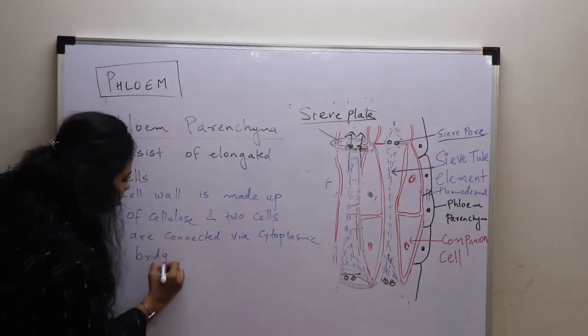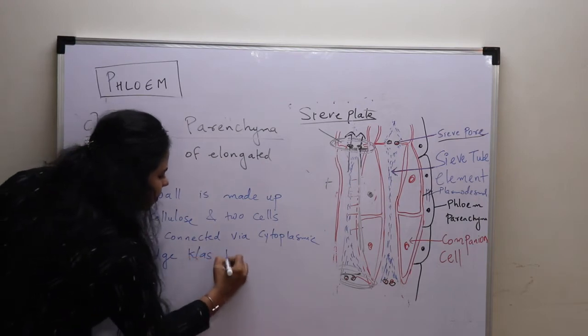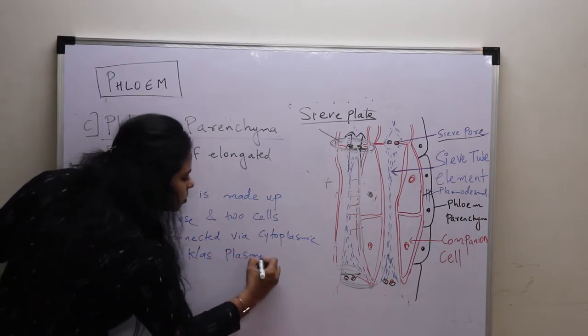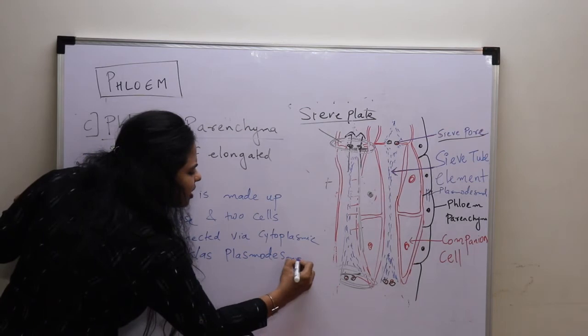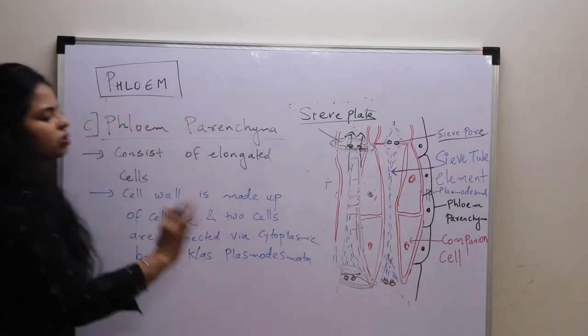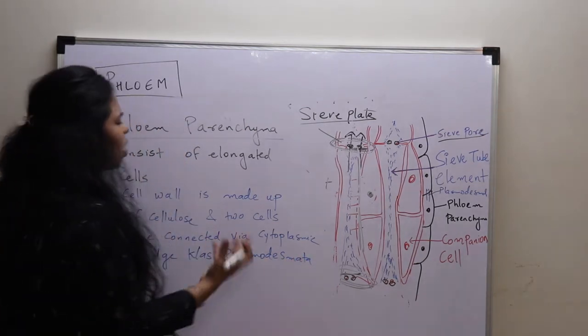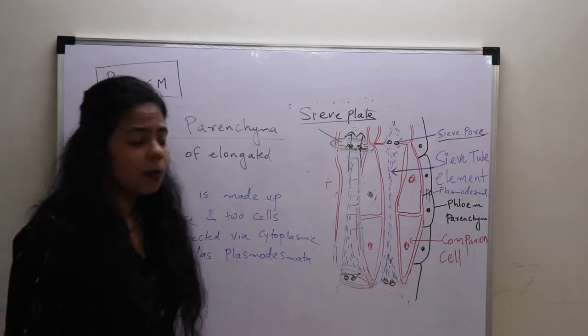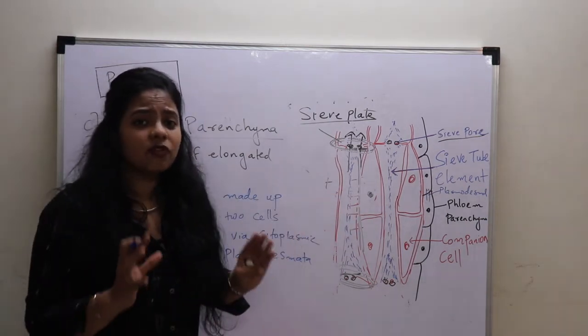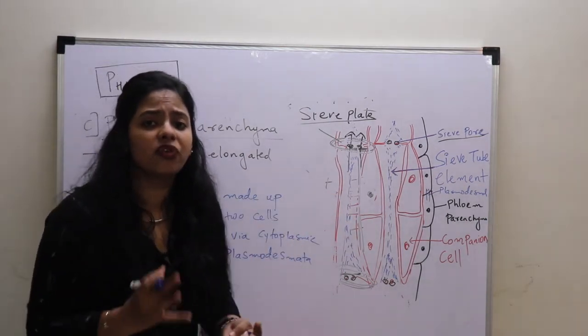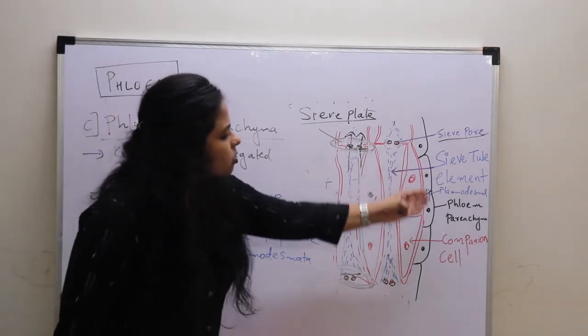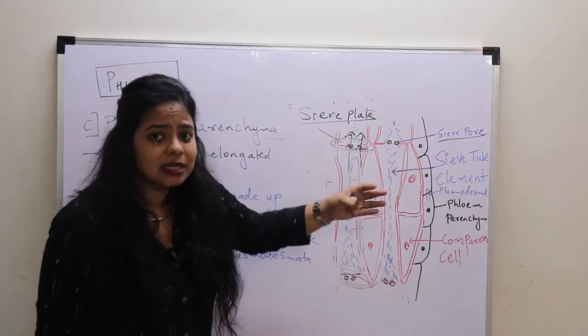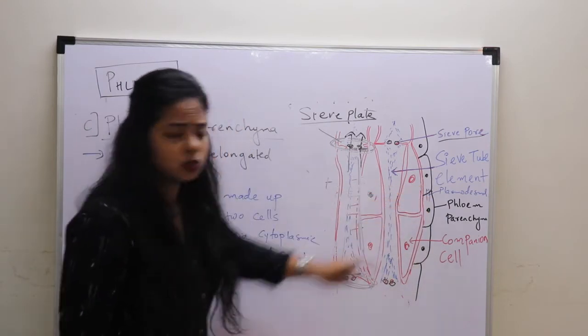known as plasmodesmata. Okay, so plasmodesmata is a bridge which connects two parenchymatous cells. Now, why do you need this connection? Because the function of the parenchyma here is to store food, and it has to be transported in between the cells. Therefore, you need this plasmodesmata.